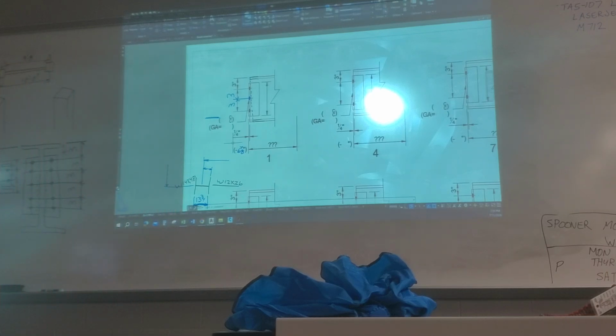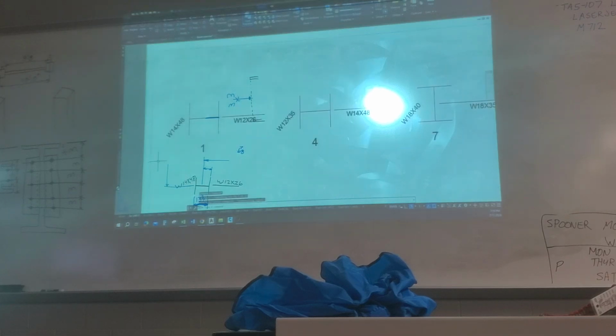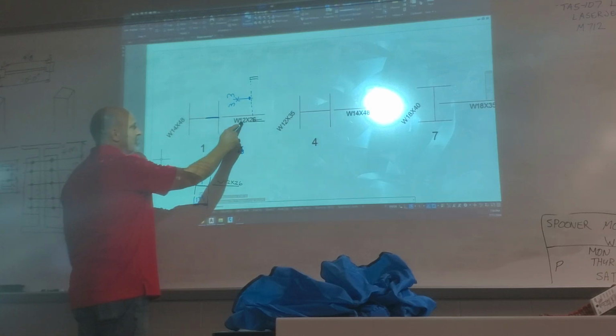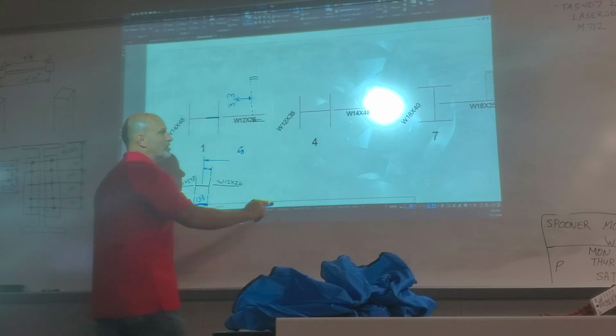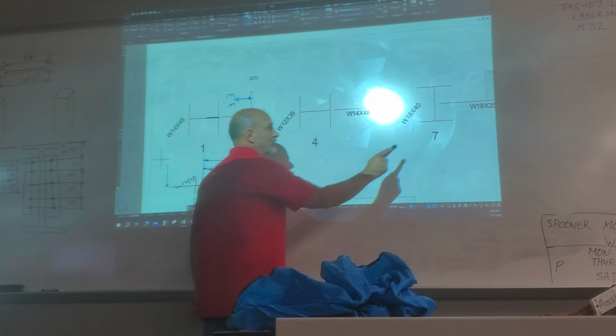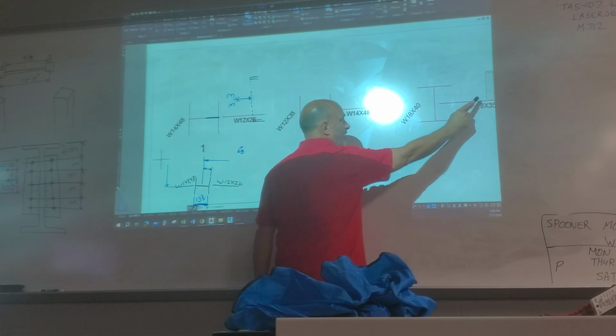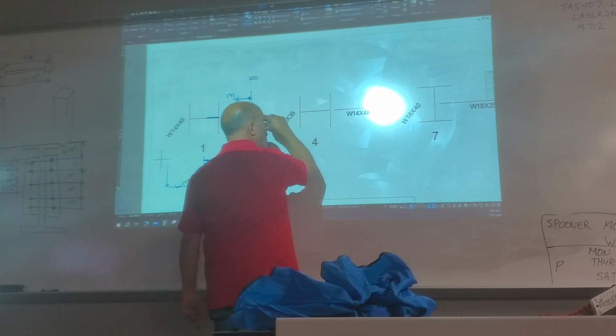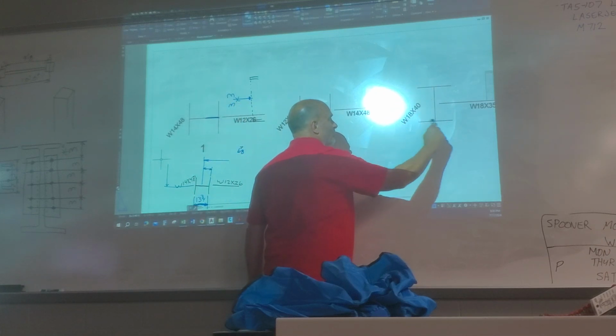So going back to that other sheet. On this one right here, you're gonna look up the 12 by 26. That sets the number of rows. Over here, the 14 by 48, that sets the number of rows. Over here, W18 by 35, that sets, so these are the beams. Those are what sets how many rows there are. These are the columns.